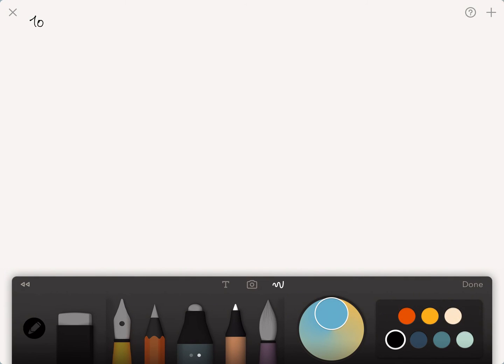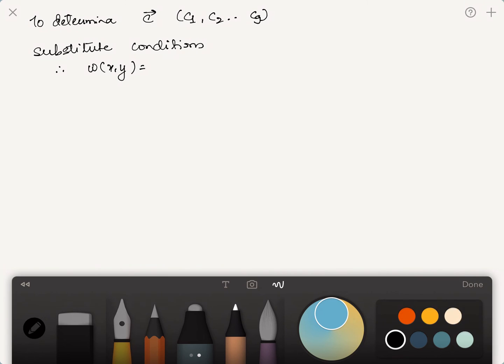So to determine c1, c2 till c9, I will have to substitute conditions that I already know, right? Therefore, w(x,y) is going to be equal to Q1, at node i. We know that. Yeah, this is for node i.